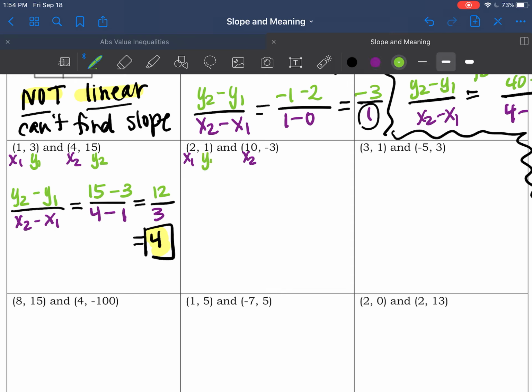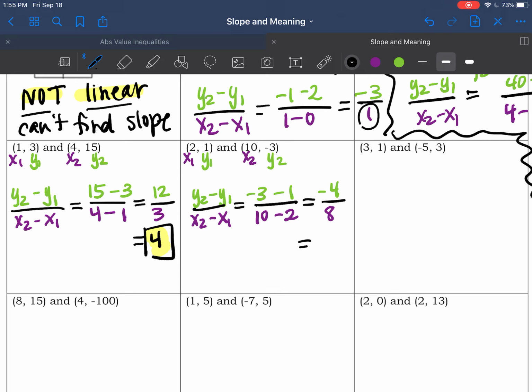Okay. On this second example, be careful, we got some negatives. x1, x2, y1, y2. y2 minus y1 over x2 minus x1 gives me negative 3 minus 1 on top, 10 minus 2 on bottom. Negative 3 minus 1 is negative 4. If you're in debt $3 and spend another $1, you're now in debt 4. Use your calculator if you need to. I'm not going to stop you.